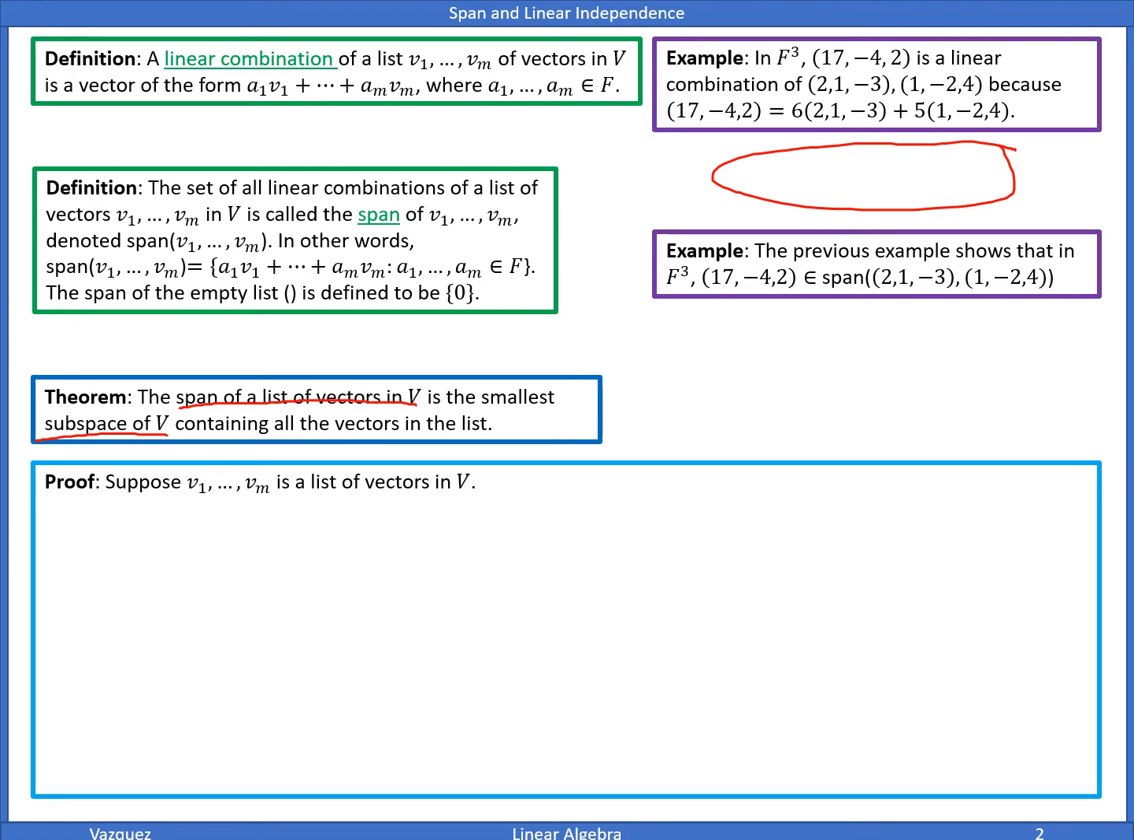Right, so first we're going to show that the additive identity is in the span. Why? Well, because we can just put 0 as a scalar for all the vectors in this list, and they equal 0, right? So the additive identity 0 is in the span.